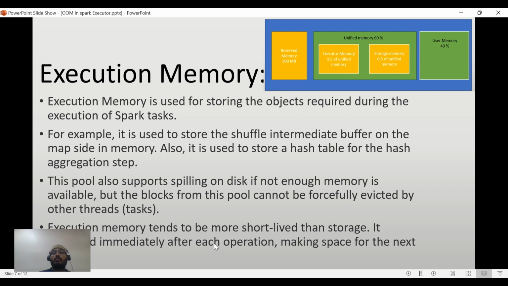Then execution memory tends to be very short-lived. As and when an action is completed, this is cleaned, so that the next action can be performed, right?